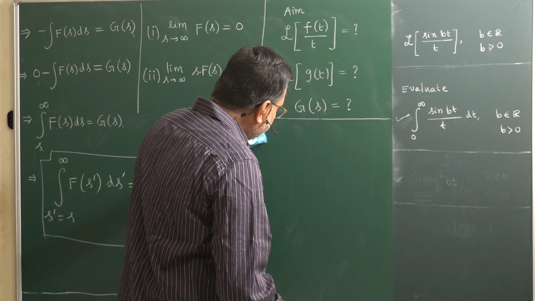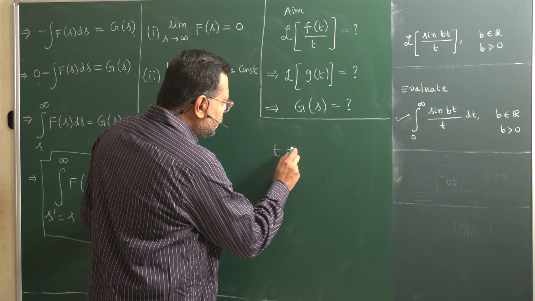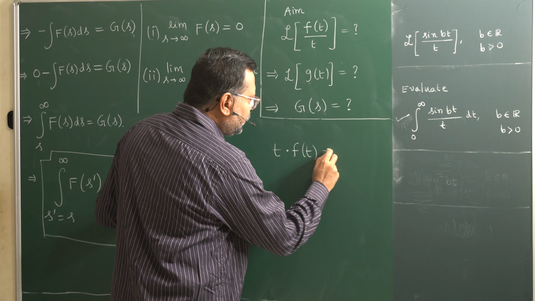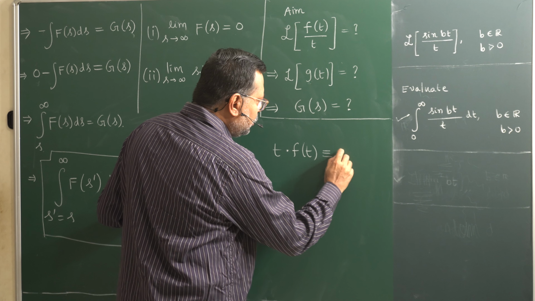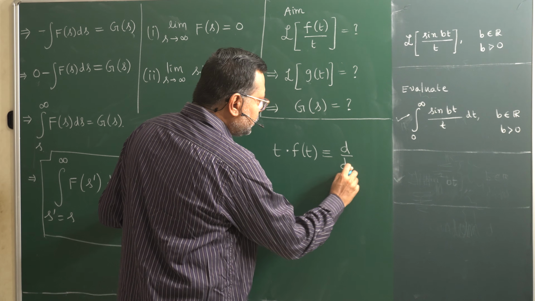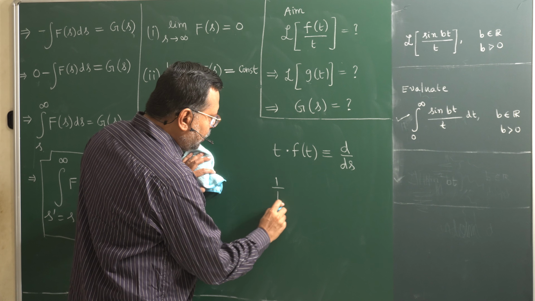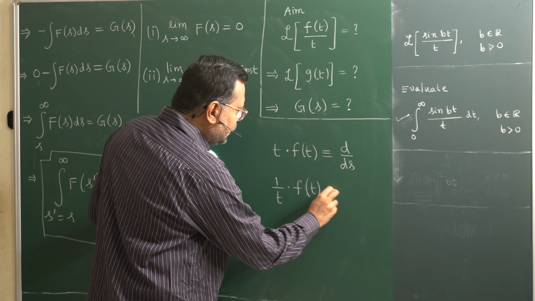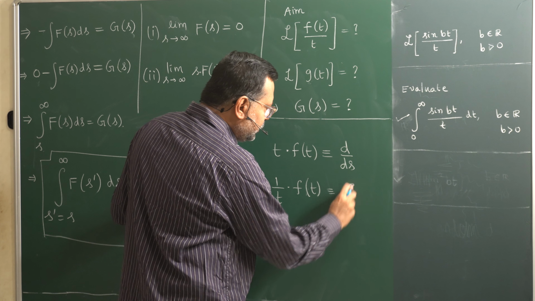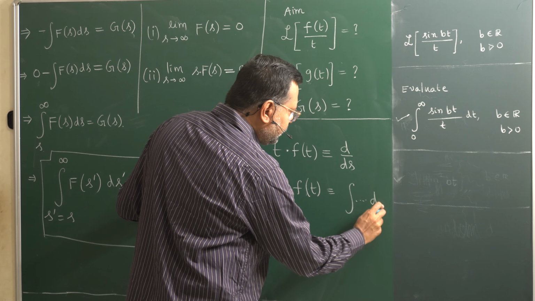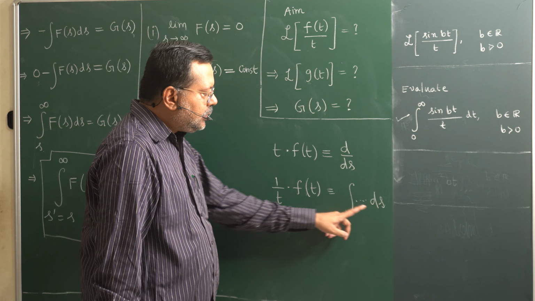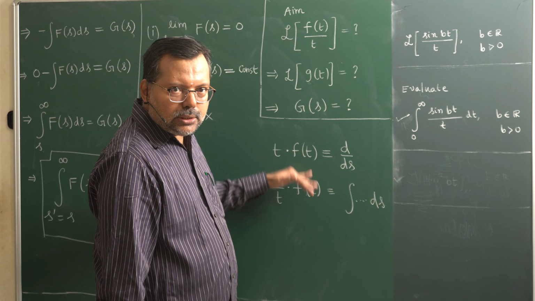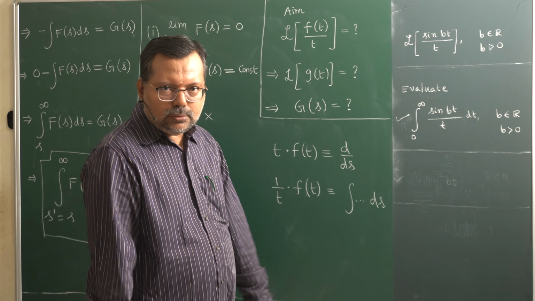The final understanding is like this. If you are going to have t times f of t, then this will look like differentiation with respect to s, whereas 1 by t multiplied by f of t, if you are going to have a function like that, this will give rise to integration with respect to s. So integration with respect to s, differentiation with respect to s. These are the two topics that we covered now.